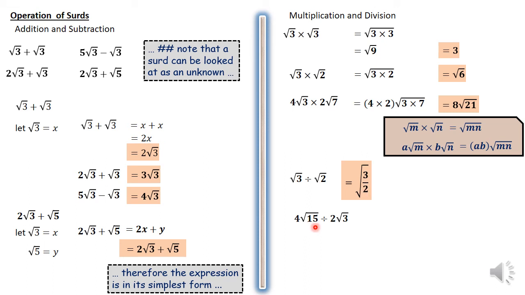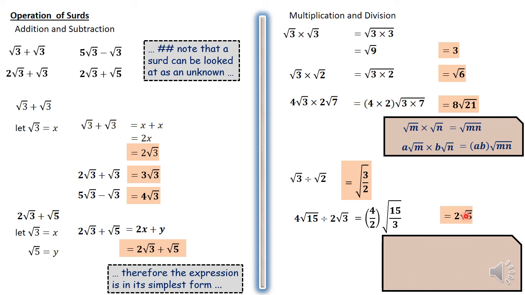4 root 15 divided by 2 root 3. Again, please notice that the rational numbers are divided together, like 4 divided by 2 this particular way, and then the square root of 15 and square root of 3. Since we are dividing the two of them, we write them as square root of 15 over 3, which we have this particular way, and therefore the answer will be 2 root 5. 4 divided by 2 is 2, and root 15 divided by 3 is 5, but all of it has square root, and therefore we have it this particular way.